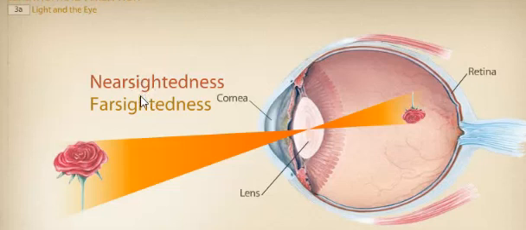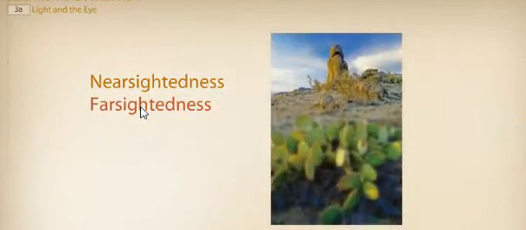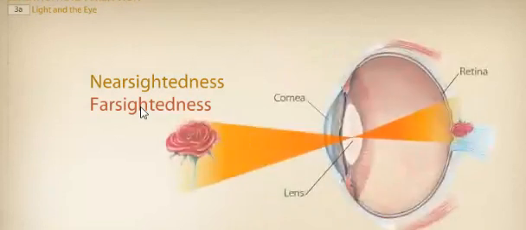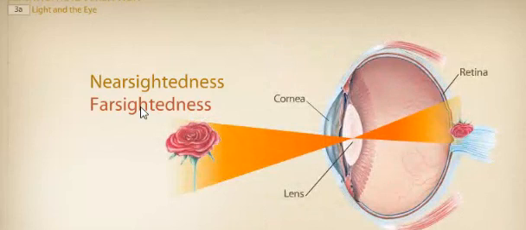Then in farsightedness, the distant objects are seen clearly, but close objects appear blurry. This tends to happen as we get older. The focus of light from close objects falls behind the retina. The focusing problem typically occurs when the eyeball is too short.